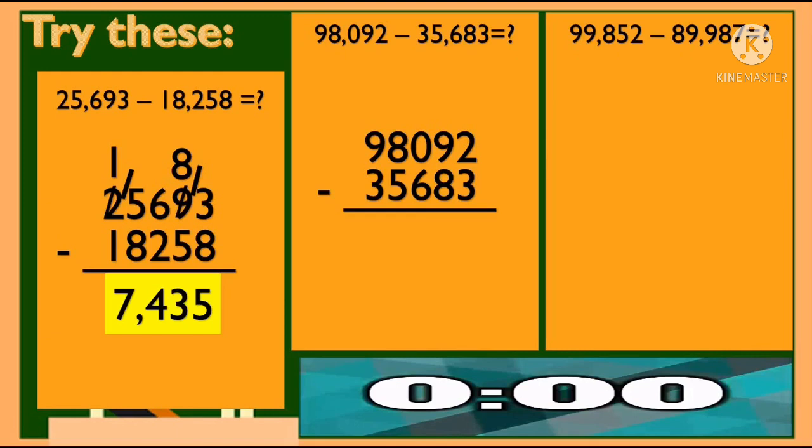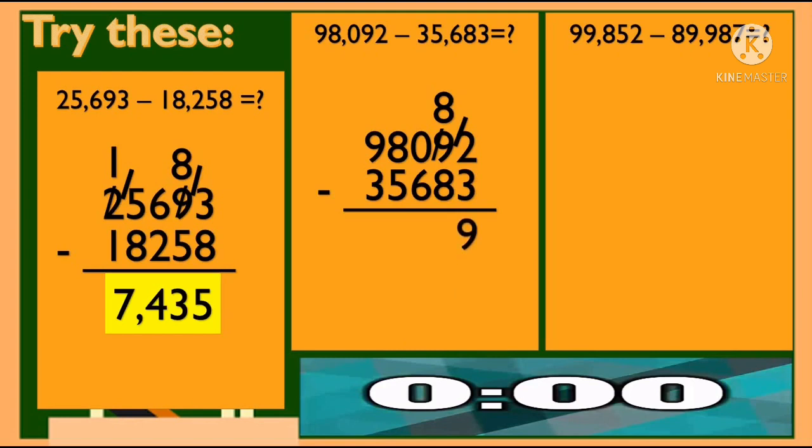2 minus 3. 2 minus 3. Can or cannot? Cannot, because 2 is less than 3. If cannot, we will borrow from the next place value. Good job. So I will borrow from 9, and then 9 will become 8, and then 2 will become 12. Okay, what is now 12 minus 3? 12 minus 3, that is 9.